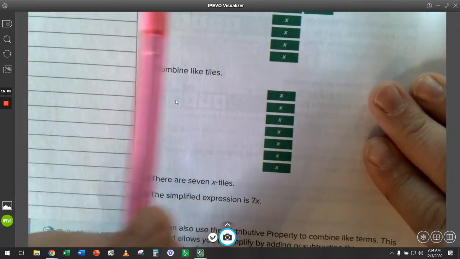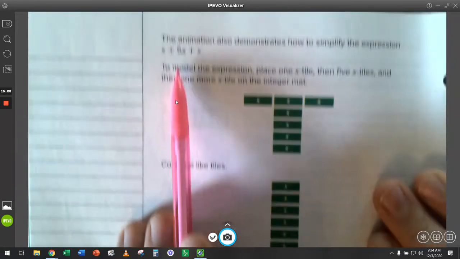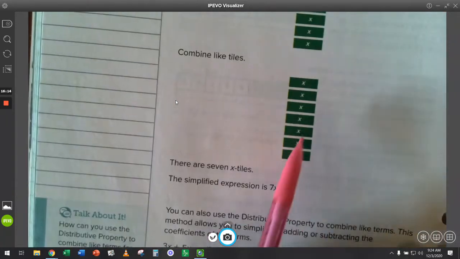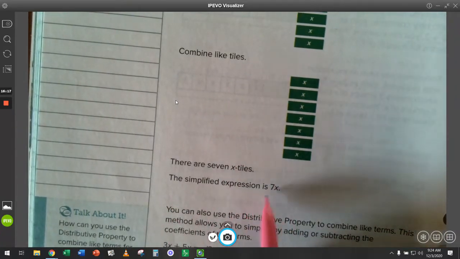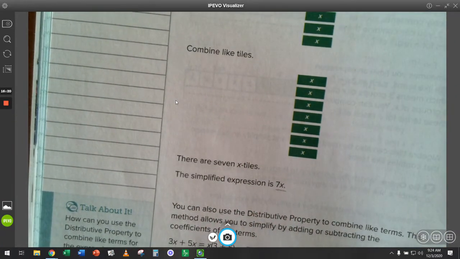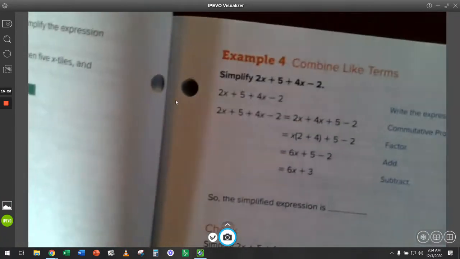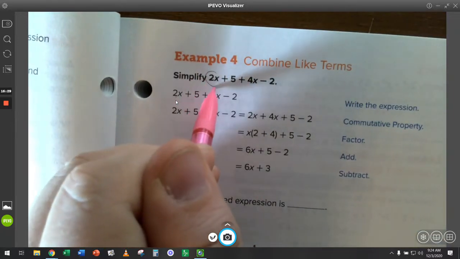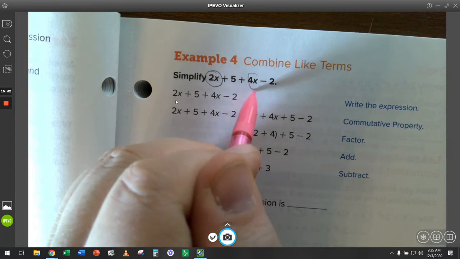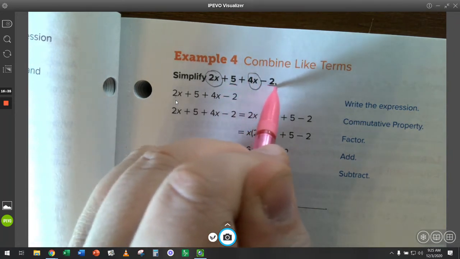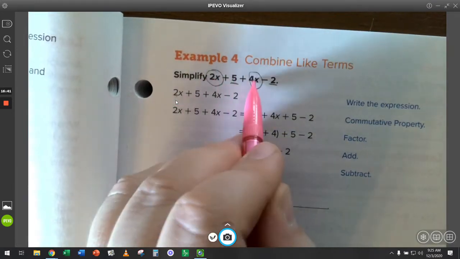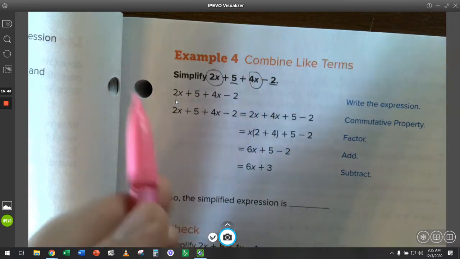Now, when we take a look at a model like this, right, we can combine all the like tiles. If we had x plus 5x plus x, we can simply combine all of those x's into one row and find out that the expression would be 7x. All right, so combining like terms. So let's go ahead and circle like terms that are x's and underline those that are constants. So anything circled we can put together. We can combine 2x plus 4x. 2x plus 4x is 6x.